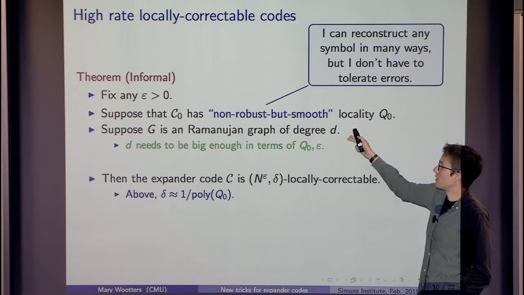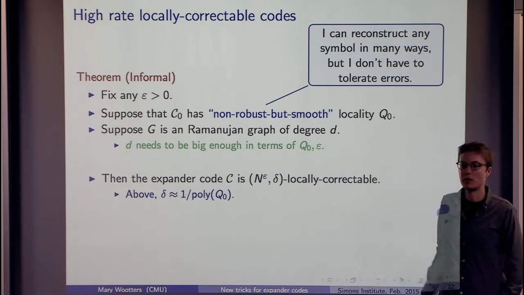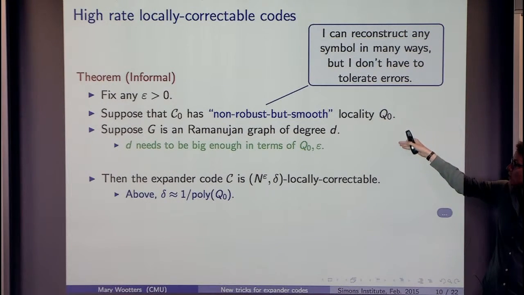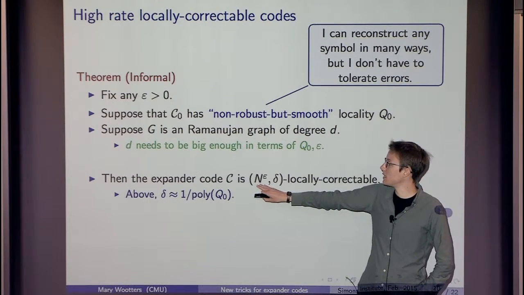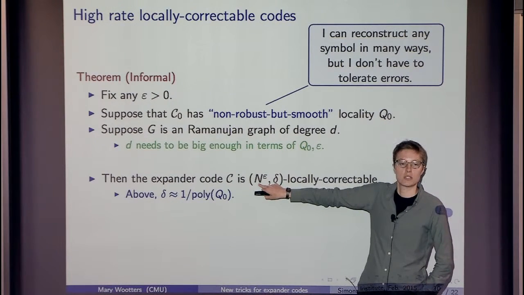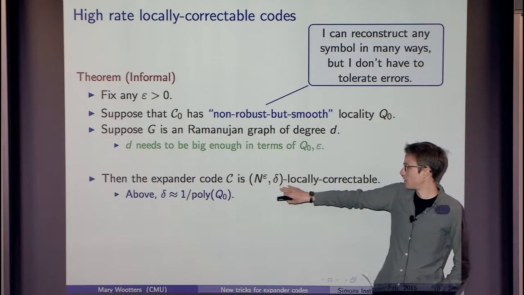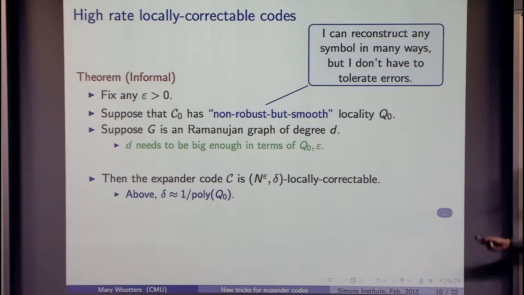And I take a Ramanujan graph as my expander with large enough degree in terms of all of the parameters that have been floating around. Then the expander code that I get from combining these two ingredients is locally correctable and the number of queries I need is N to the epsilon. Here, I think I haven't defined this. So capital N is the number of edges in my graph, so it's the block length of my code. And delta is the amount of error I can tolerate. And unfortunately, for us, this is rather small, so it's 1 over polylog, but it's some constant, depending on the locality of your inner code.